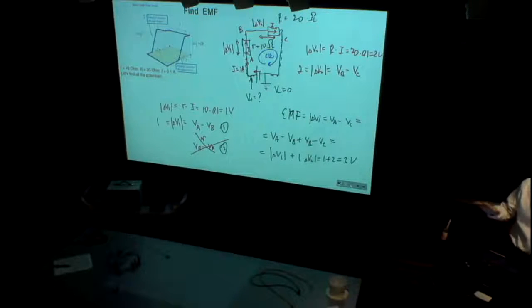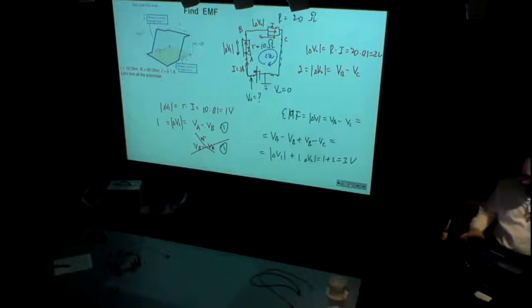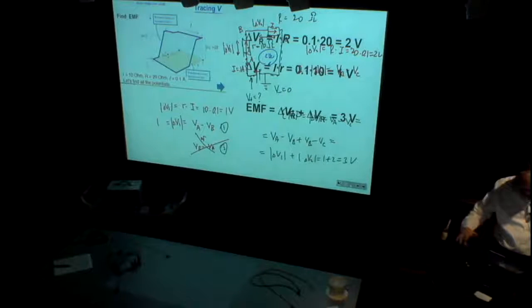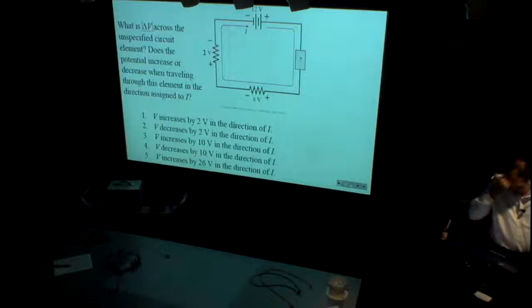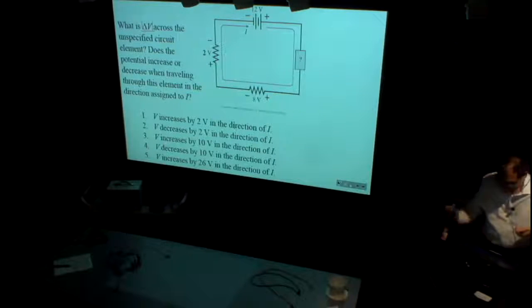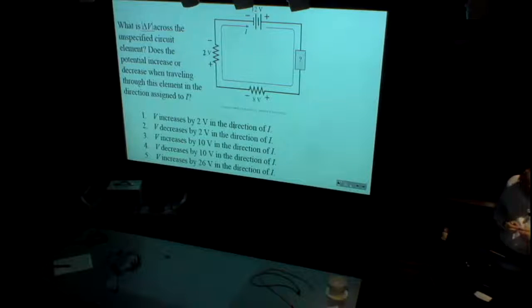Any questions? It's more about language than mathematics. Mathematics is really simple. All right, let's do another example very briefly.